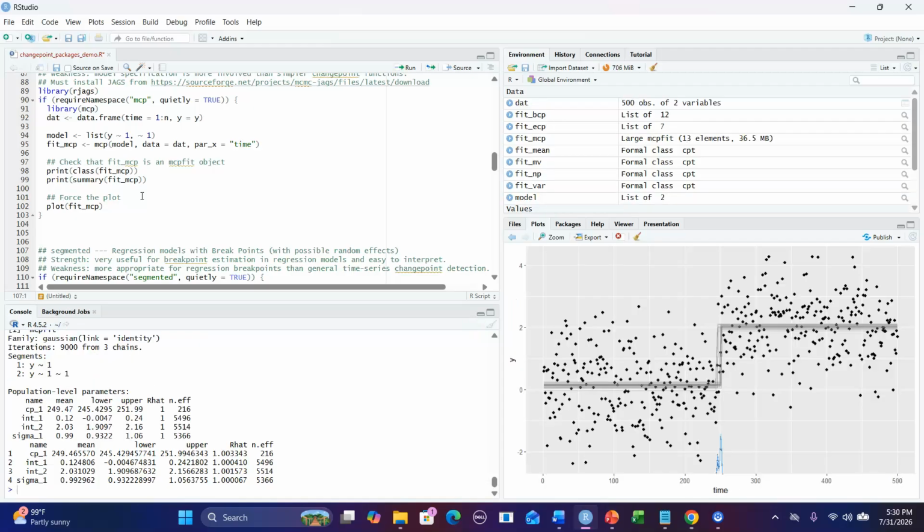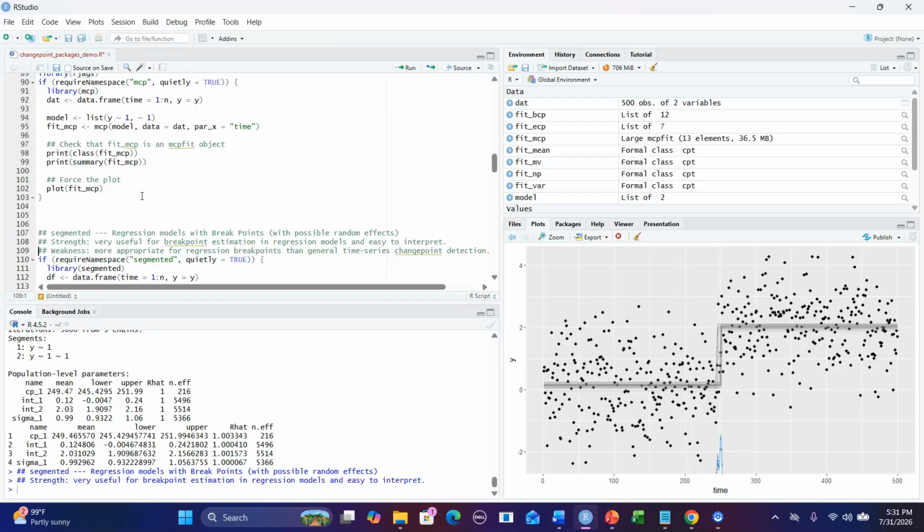Okay, now you have seen that. You can see the CP1 is 249.45, so pretty accurate. And on the right-hand side, you can see the original data points, the fitted lines, and the change point posterior probability. Okay. All right, the next one is segmented.